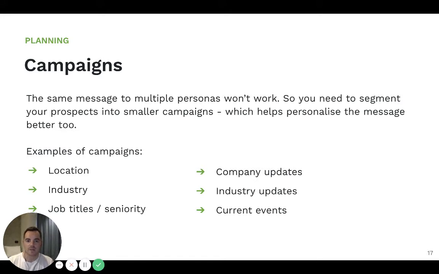Now, you may be in a situation where you have a very large audience with a number of different ideal customer profiles and a number of buyer personas within these. So we need to break it down a little bit more and think about campaigns. And the reason being is that the same message to multiple personas just simply won't work. So you need to segment your prospects into smaller campaigns. This also helps you when personalizing the messages too. So you might want to do this by location, by industry, by their job title, or it could be to do with specific company news, industry events, and industry updates. So these are all different ways to split out your campaigns. Regardless of which way you do it, it's just important to break it down into smaller chunks.